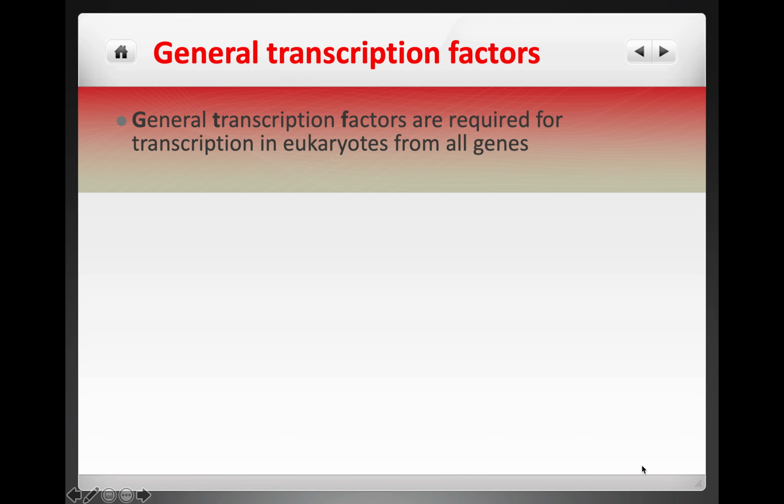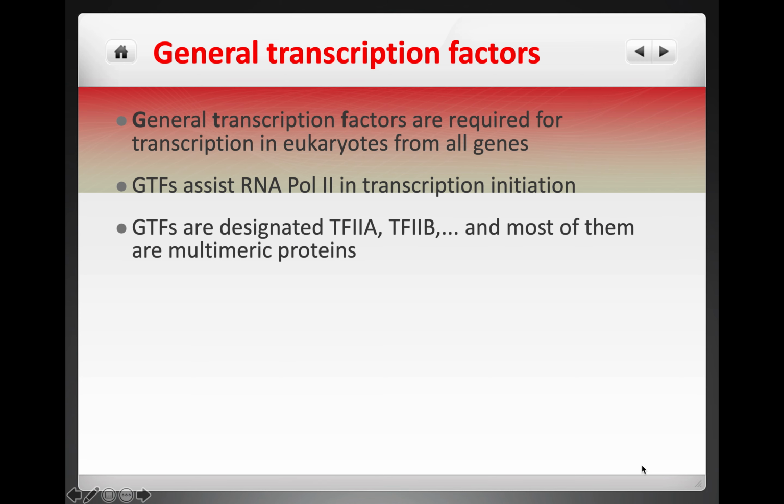So from the first video, we know that there are at least 6, but there are a whole lot more. General transcription factors are required for transcription in eukaryotes from all genes. You may hate it, but still, you require it for you to function. They are also known as GTFs. They assist RNA polymerase II in transcription initiation, and they are designated as TF2 because of RNA polymerase II.